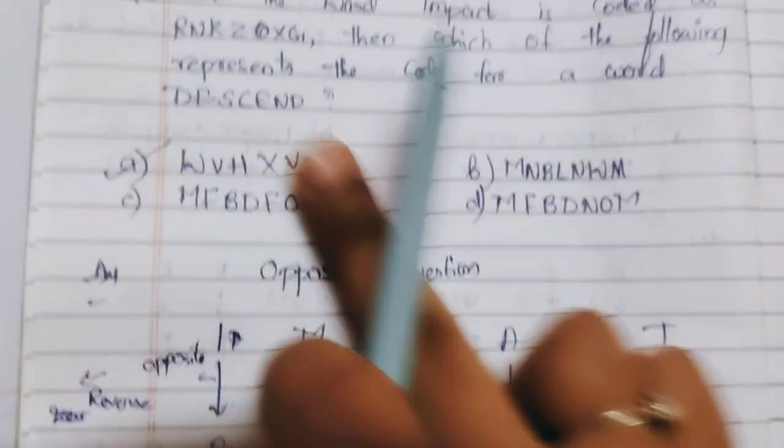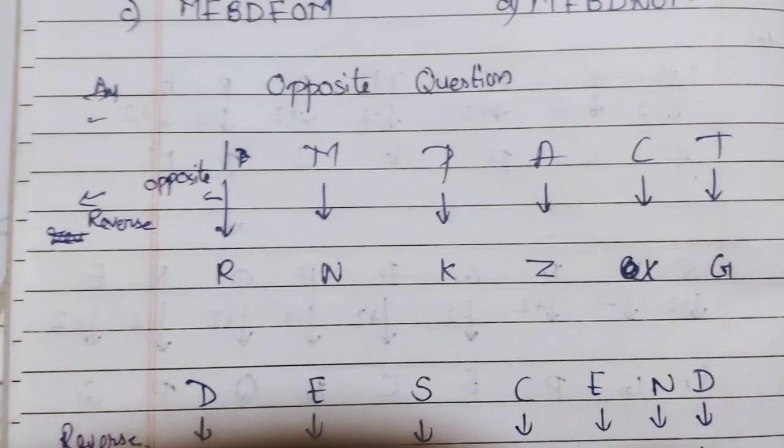So now for the next value, for the word DESCEND, how will we get the answer? This is DESCEND.